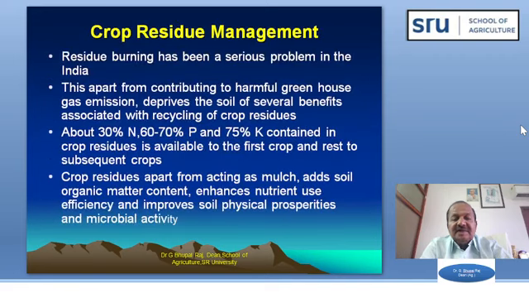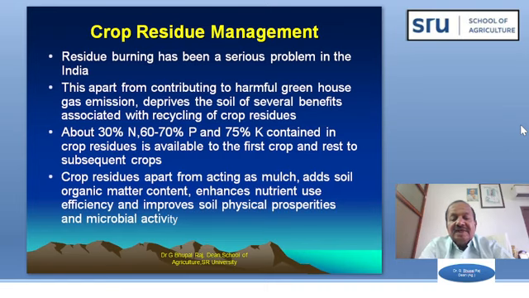What is crop residue management? Residue burning has been a serious problem in India, mainly in the Punjab and Haryana states. It is a main problem which is causing more concern for the environment in the surrounding areas like Delhi and other states. Apart from contributing to harmful greenhouse gas emission, it deprives the soil of several benefits associated with the recycling of the crop residues.